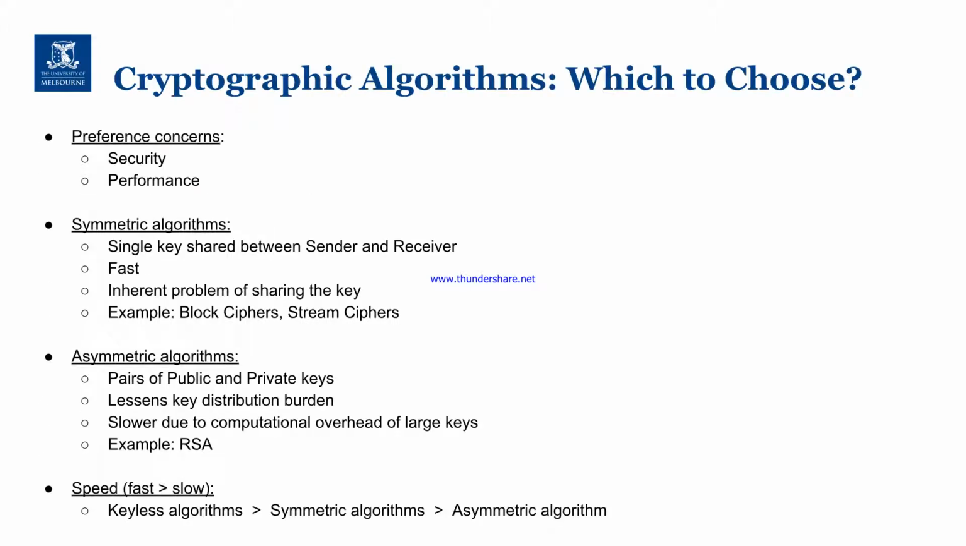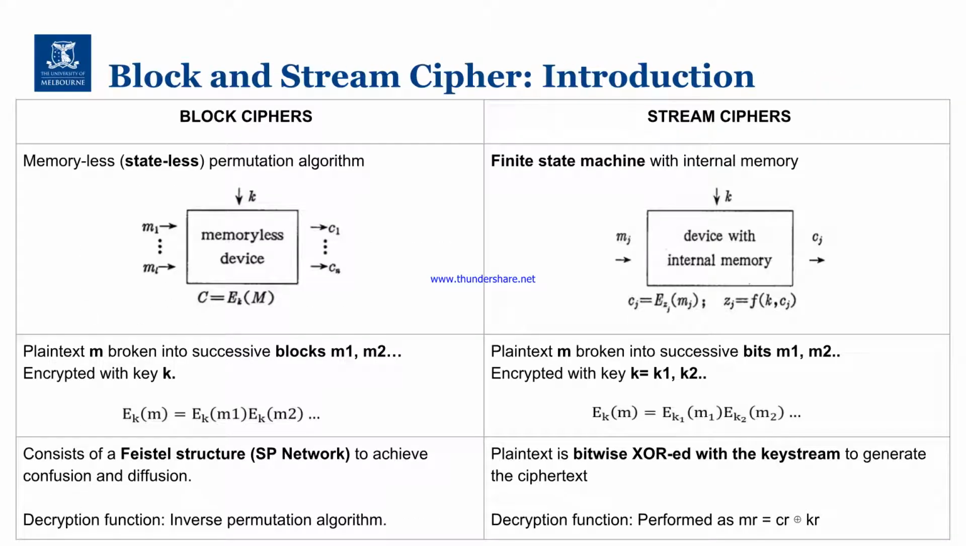Since there are many cryptographic algorithms in the market, such as keyless hash functions, symmetric algorithms such as block and stream ciphers, or asymmetric algorithms such as RSA, which one to choose? The preference concern while choosing a cryptographic algorithm is mainly security and performance. So we have to choose depending on what we want and what our priority is.